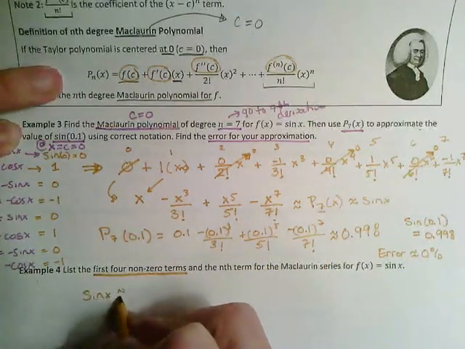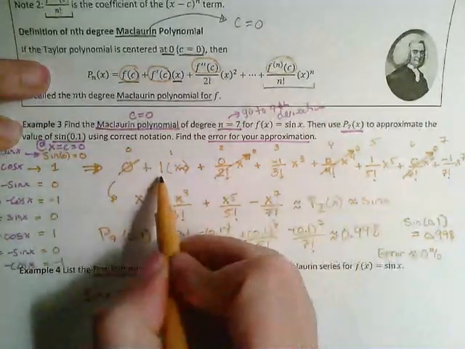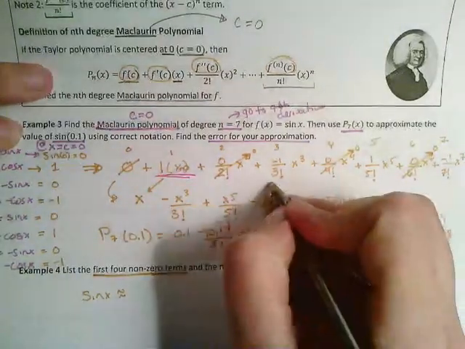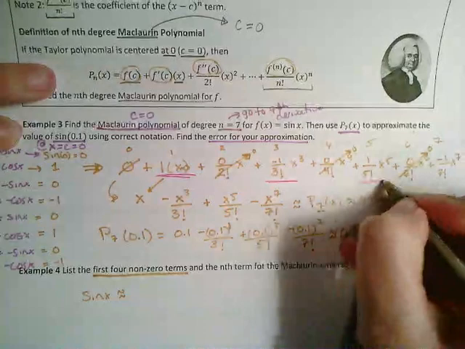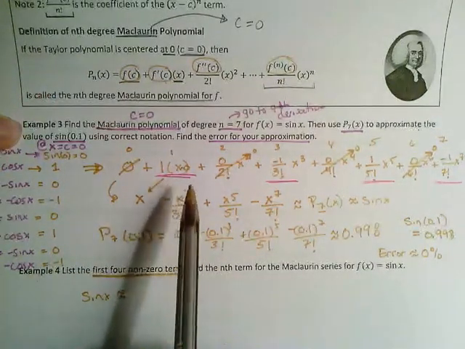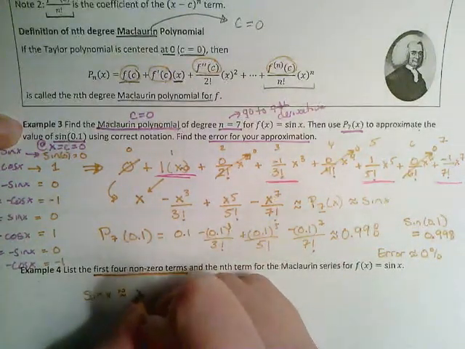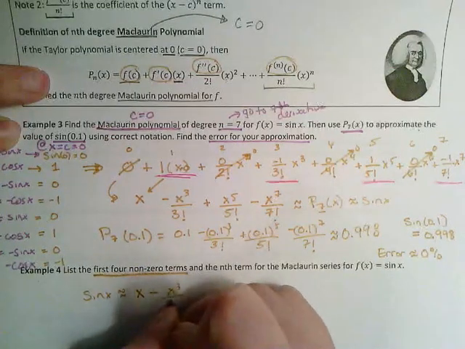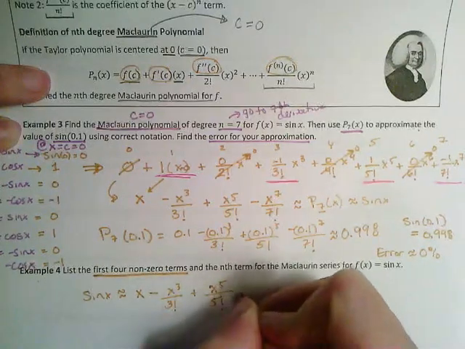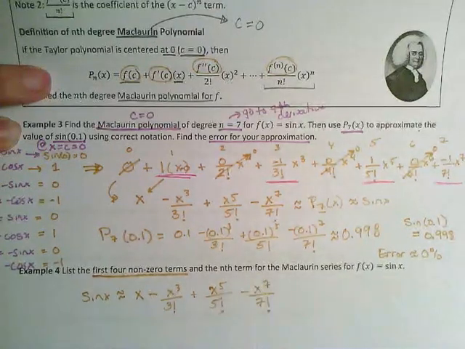So sine of x is approximated, we just did that here. The first non-zero terms are going to be this guy right here. This one's non-zero, this one's non-zero, and this one's non-zero. So we already kind of did it in this problem. So the first non-zero terms are x minus x cubed over 3 factorial plus x to the 5th over 5 factorial minus x to the 7th over 7 factorial.